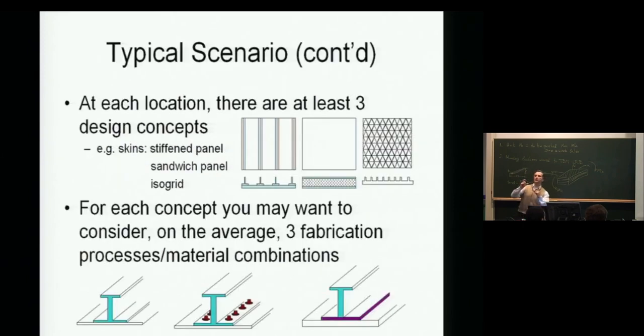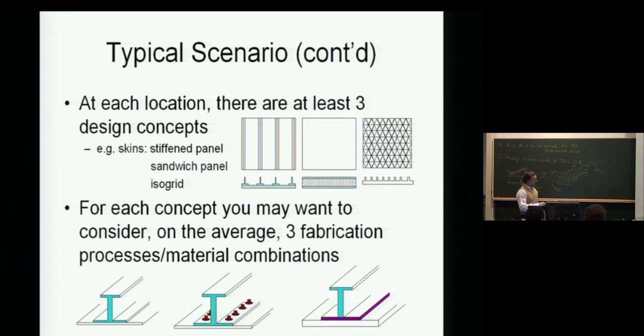And let's say at each location in your aircraft, you have at least three different design concepts. For example, if you're doing skins, you can have the so-called stiffened skin with skin and stiffeners, or a sandwich, both of which we will cover in this course. Or you can have the so-called grid stiffened structure, where you have this tiny grid that actually stiffens your structure and gives you strength. Three alternatives.